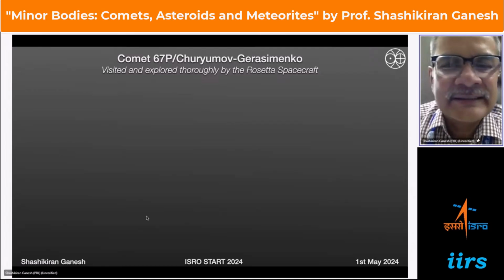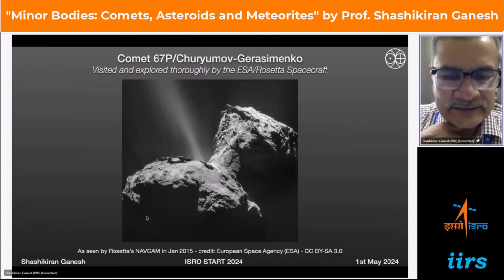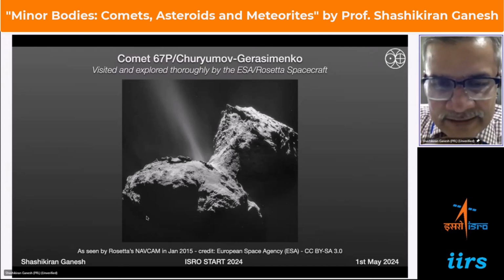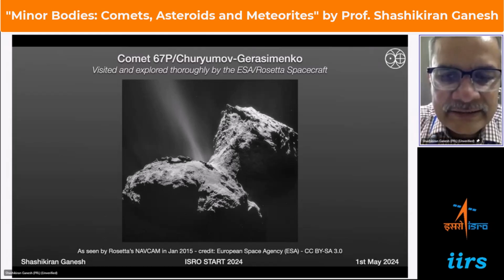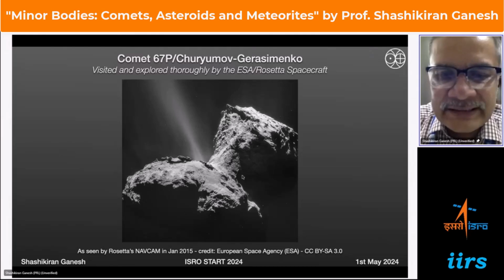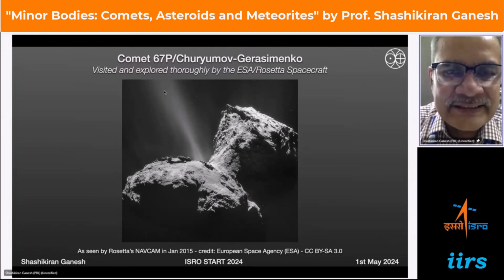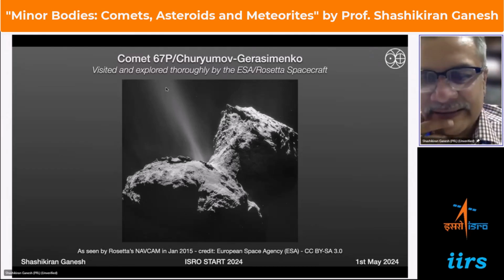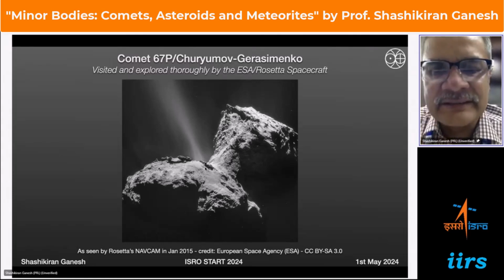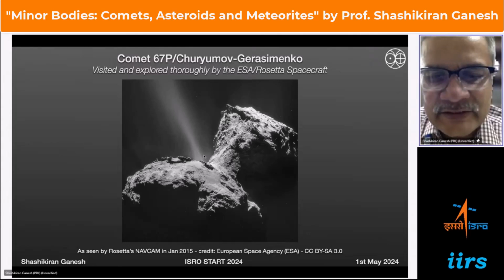I do not have the time to cover all of that, but I'll just show you some example images from Rosetta. This is one picture from the NavCam on the Rosetta mission. It shows very nicely the dual-lobe feature of this comet, and also, more interestingly, the jet which you see in comets. This is the dust jet coming out from one of the pits on the comet.